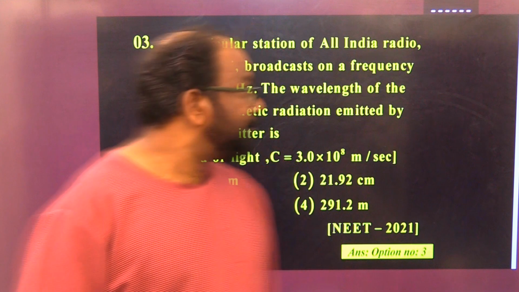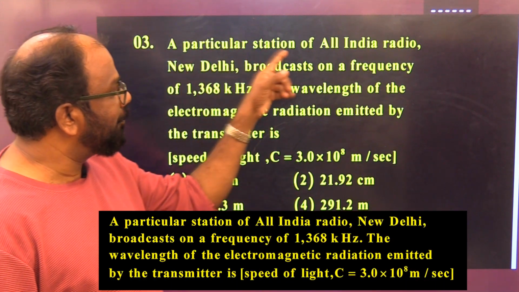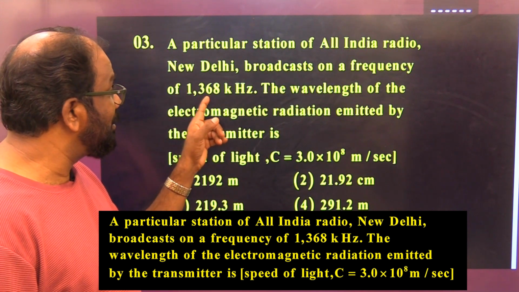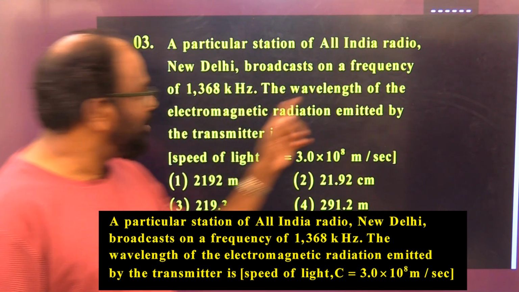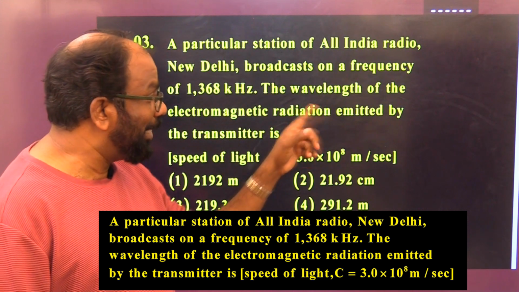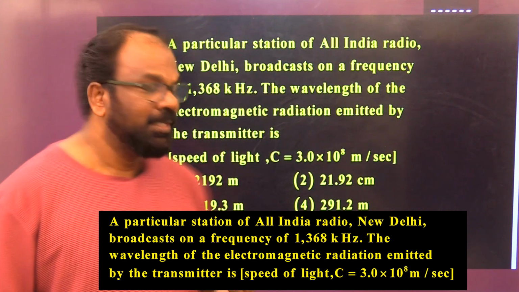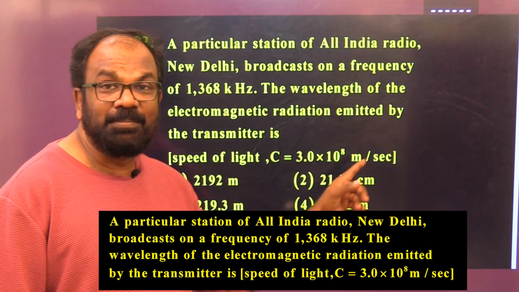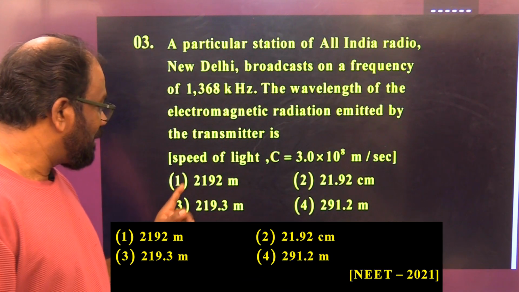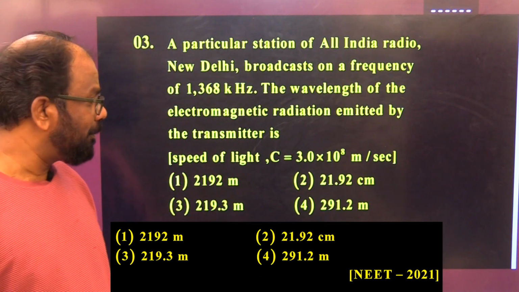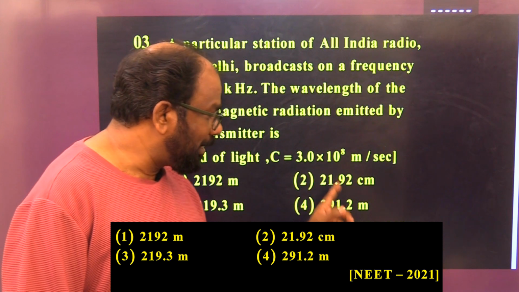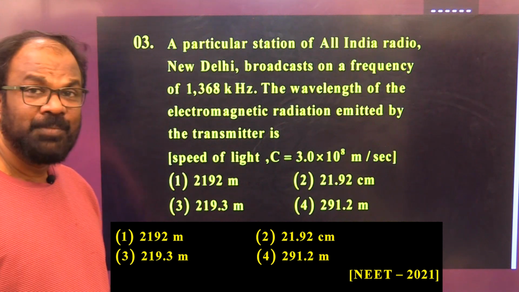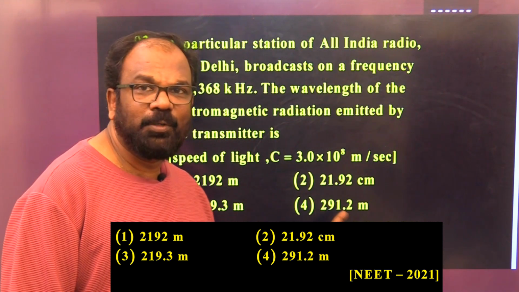Now question number 3. A particular station of All India Radio New Delhi broadcast on a frequency of 1368 kHz. The wavelength of the electromagnetic radiation emitted by the transmitter is, in brackets, speed of light c is equal to 3 into 10 raised to 8 meter per second. Option number 1, 2192 meter; option number 2, 21.92 centimeter; option number 3, 219.3 meter; option number 4, 291.2 meter.